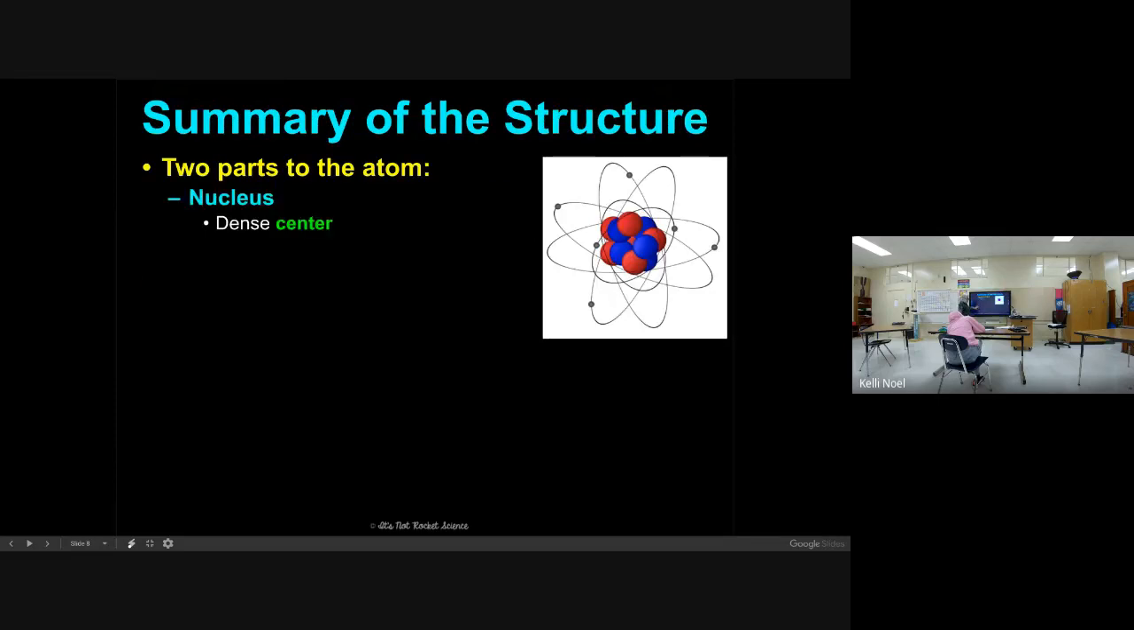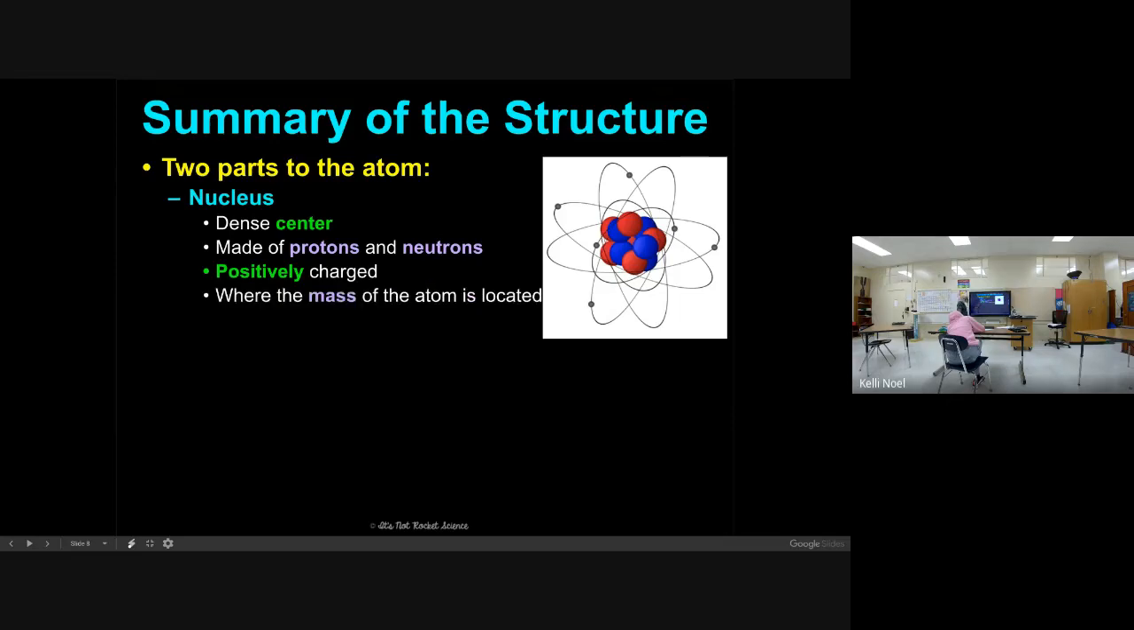So, parts of an atom you need to be familiar with. Nucleus is in the center. It's the most dense part. It is where you find your protons and neutrons. Protons, positive. Start with a P. Neutrons, neutral. This is the mass. Protons and neutrons are basically the same mass. And so that's what's going to create the mass of the atom.